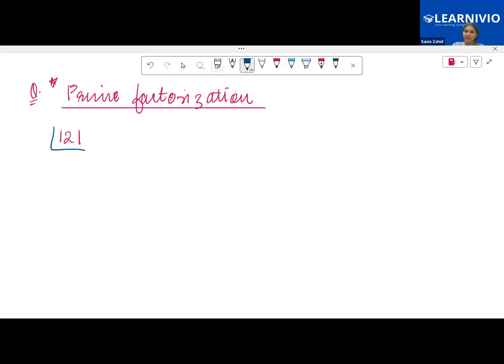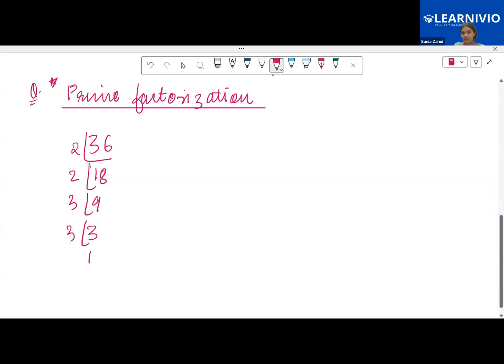121. Okay, wait, let's take another number first. Let's take 36. I know first I will get 2 into 18 is 36. 2 into 9 is 18. 3 into 3 is 9 and 3 into 1 is 3. So that means, can I write 36 as 2 into 2 into 3 into 3?